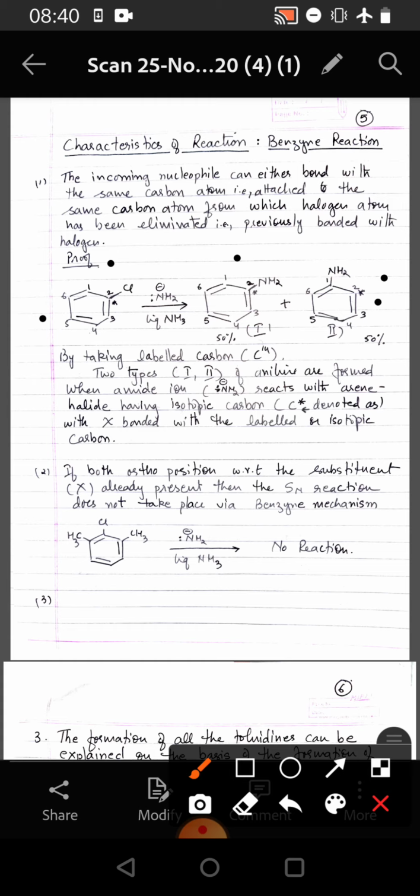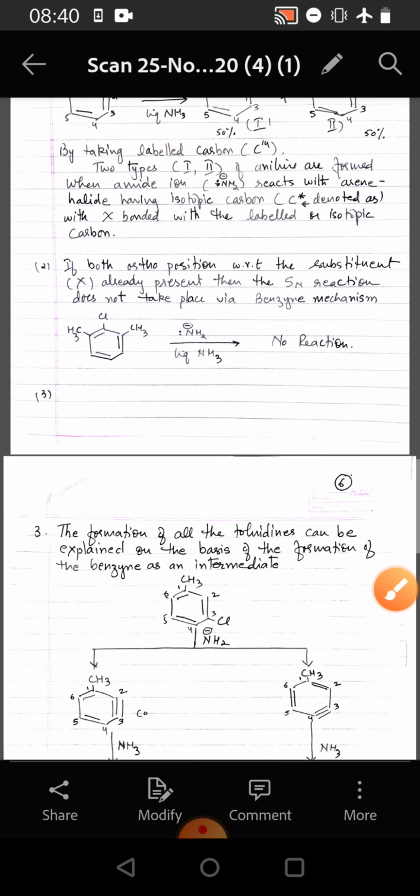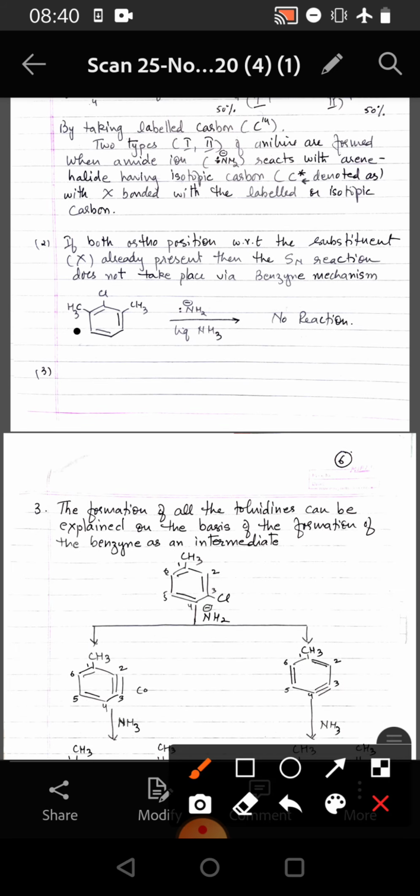Halide having isotopic carbon with the label isotopic, as we have seen in this case. If both the ortho positions, that is 2 and 6, with respect to the substituent are already occupied by other groups, then the reaction does not take place via benzyne mechanism. So if we take 2-chloro-1,3-dimethylbenzene and make it react with amide in the presence of liquid ammonia, then we see that no reaction takes place.